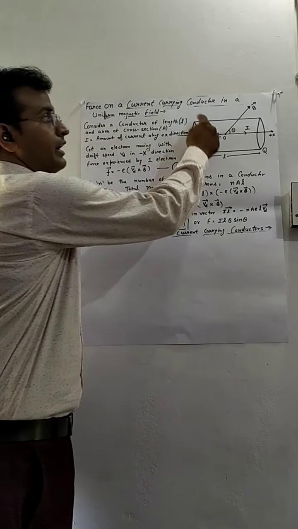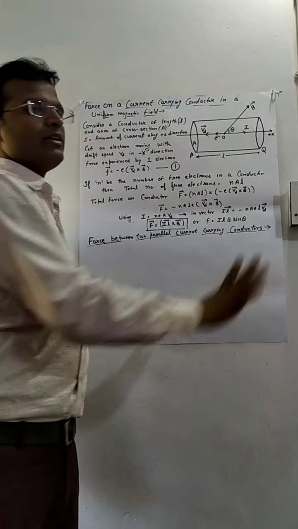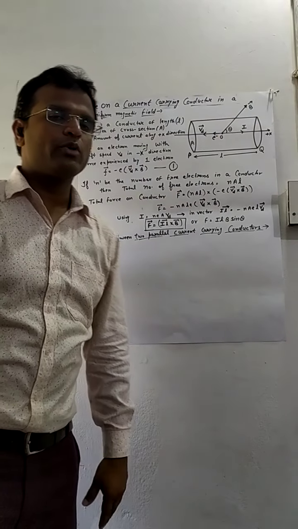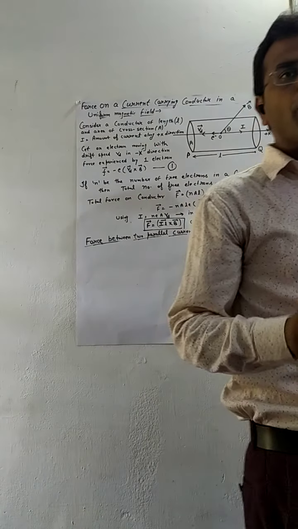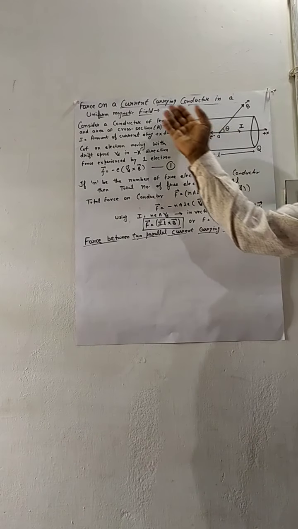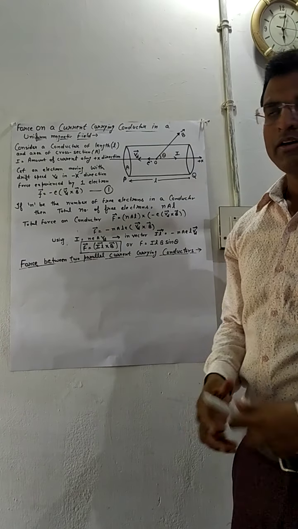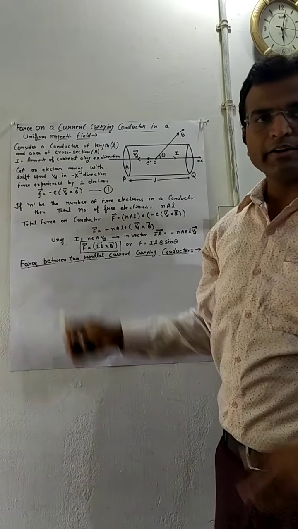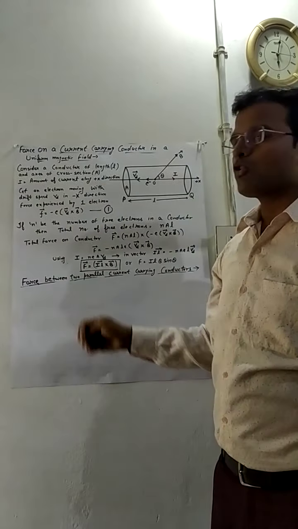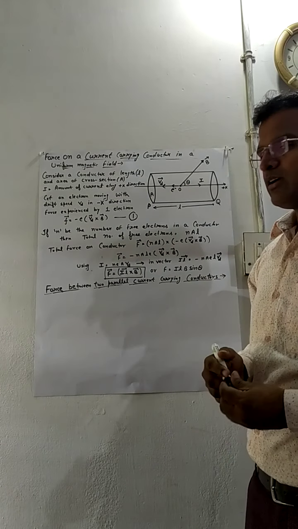Now, a conductor carrying current placed in a magnetic field, what happens? It experiences a force. In this topic, we calculate the value of force acting on a current carrying conductor placed in a magnetic field. First, we consider a conductor of length L, area of cross section A, and I be the amount of current which flows in the direction of positive x-axis.